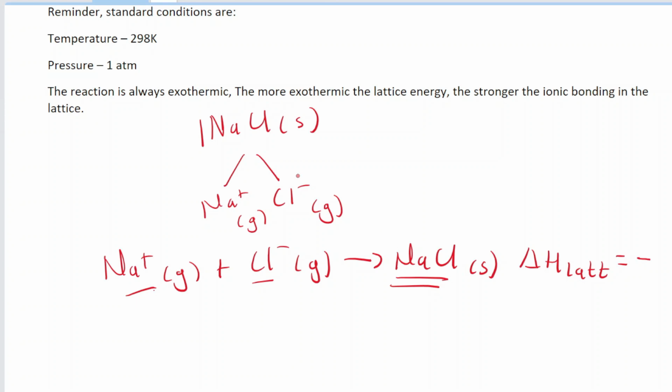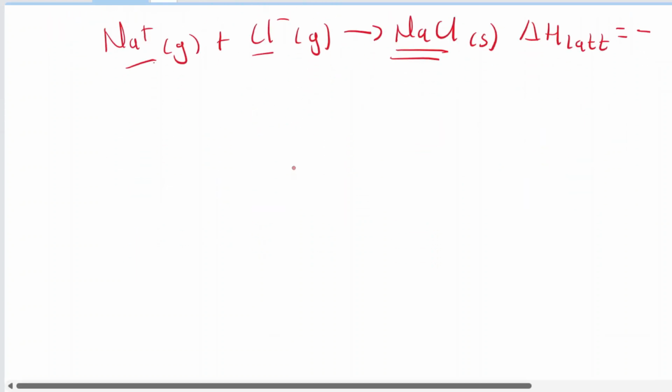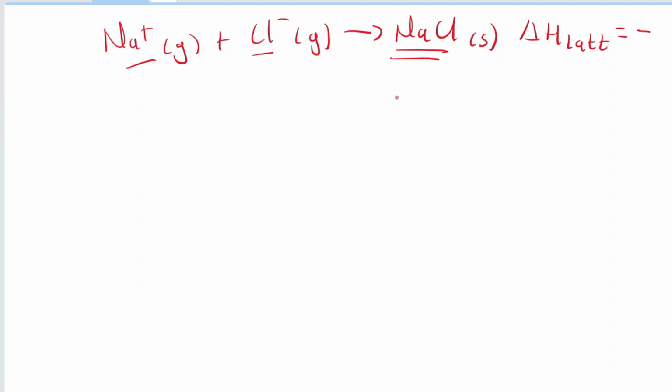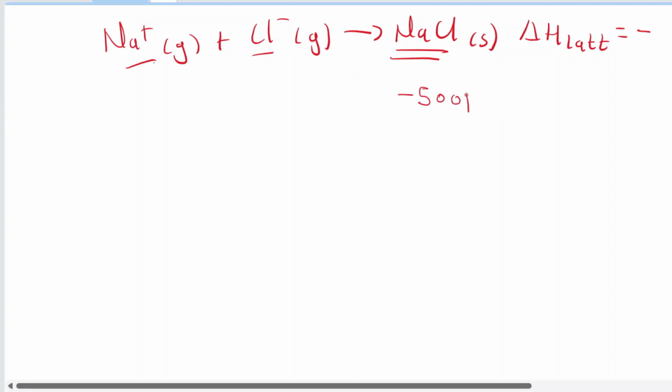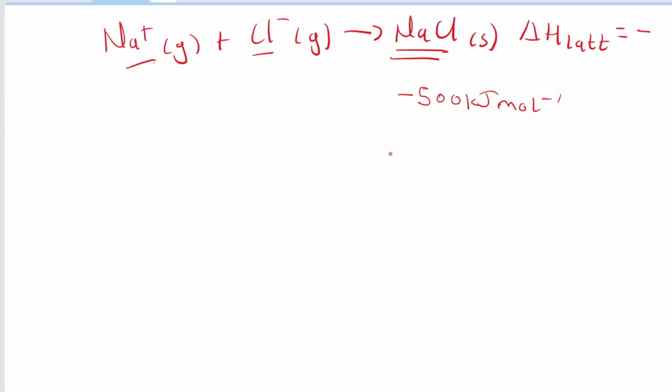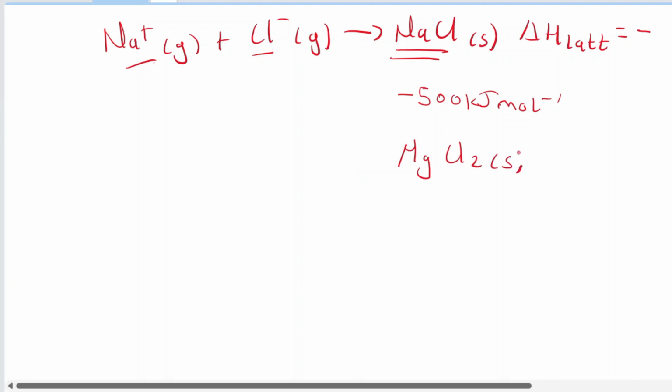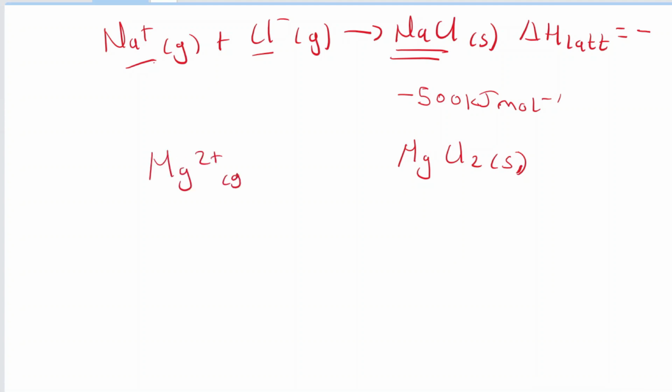Now, one thing to note down here is that the stronger the lattice energy, the stronger the ionic bonding is. So for example, let's take NaCl's lattice energy to be negative, let's say 500 kilojoules per mole. And let's say you have another ionic compound. We can take MgCl2. So if you have MgCl2, which will be a solid, and it's formed from its gaseous ions, which will be Mg2+ gas plus 2Cl- gas as well, forms this.